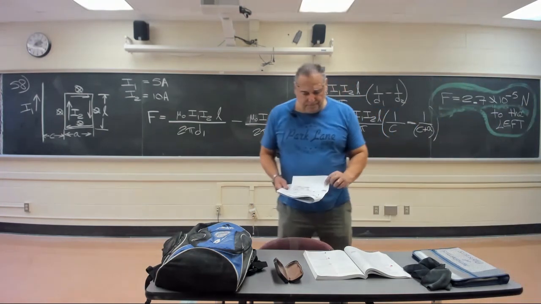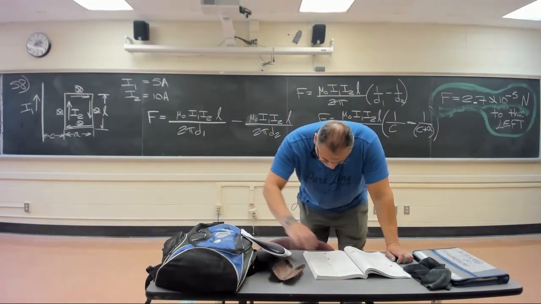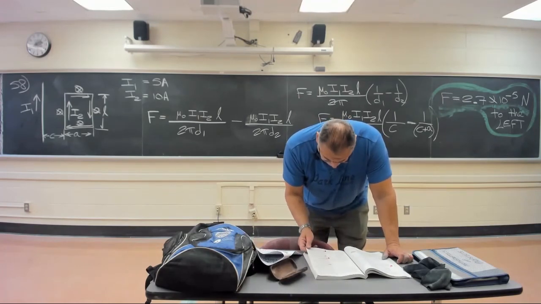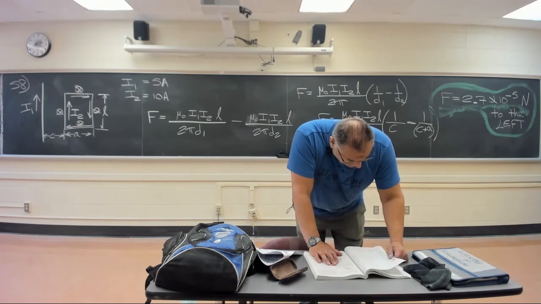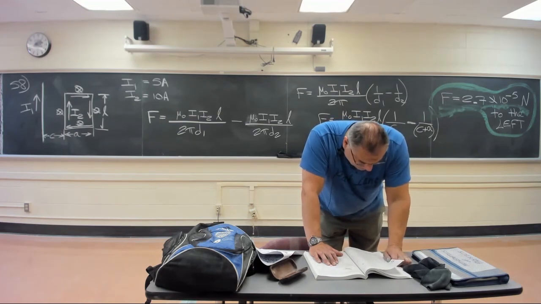That's 58. Problem 59. A long solenoid has 1.00 times 10 to the 3 turns. A long solenoid has 1,000 turns uniformly distributed over a length of 0.4 meters. So a long solenoid that has 1,000 turns uniformly distributed over a length of 0.4 meters produces a magnetic field of magnitude 1 times 10 to the negative 4 Tesla at its center. What current is required in the windings for that to occur?